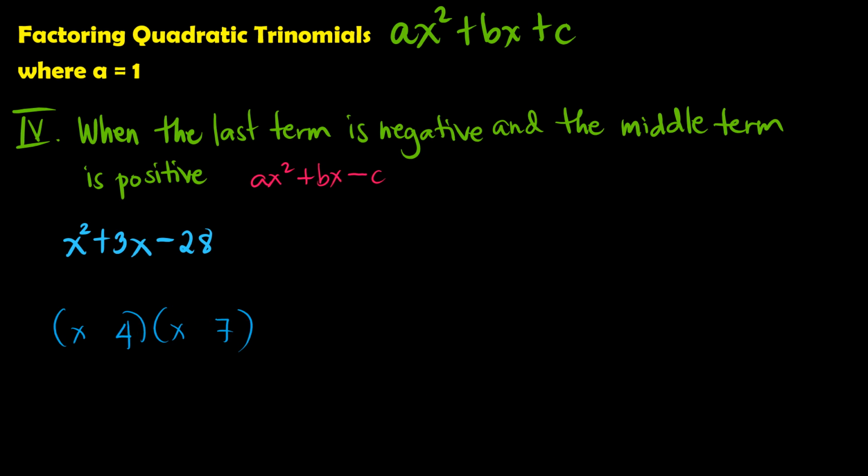Diyan naisip natin, ang mas malaking number dyan si 7, di ba? So, yun yung positive. Automatic yung isa is negative. So, that is already our factor. If you want to try, you can apply the FOIL method para ma-solve, kailangan ang magiging sagot natin is this given trinomial.